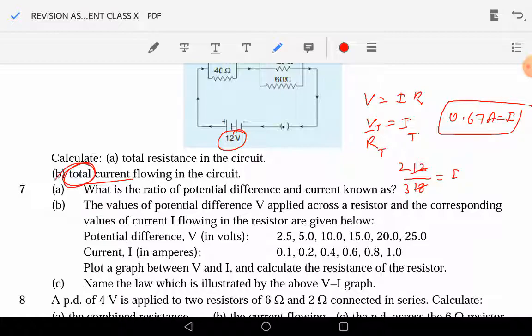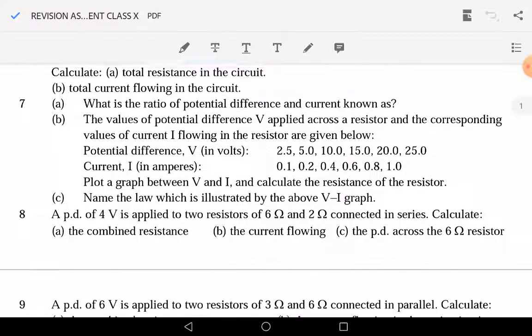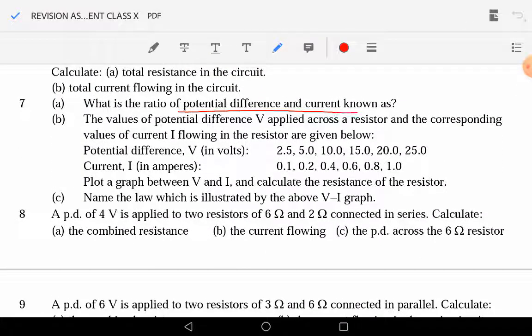So remember, whenever the total value is asked, the other physical quantities that we are putting should also be total. Okay, question number 7, very easy. What is the ratio of potential difference and current known as? So what is this ratio known as? This is like V upon I is equal to R. So the answer is resistance. Okay, the ratio is called resistance.